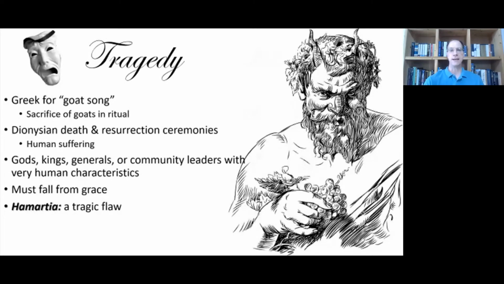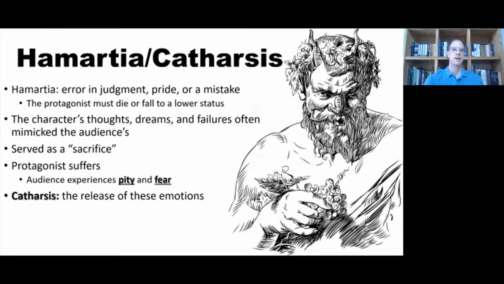Tragedy is a Greek term meaning goat song, which references the sacrifice of goats in ritual. It is also linked to the Dionysian death and resurrection ceremonies. Thus, tragedy is also related to human suffering. Classically, tragedy almost always dealt with people of importance. They could be gods, kings, generals, or community leaders with very human characteristics. Such lofty characters would then fall from grace, usually through a tragic flaw called hamartia. Tragic flaws can be an error in judgment, pride, or a misstep taken by the character.